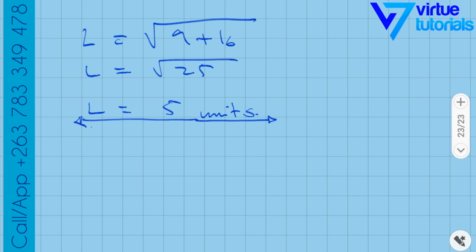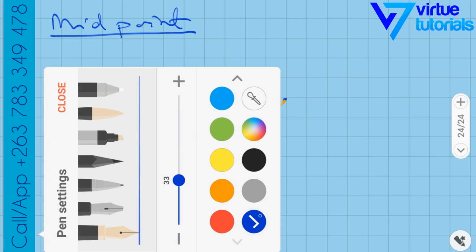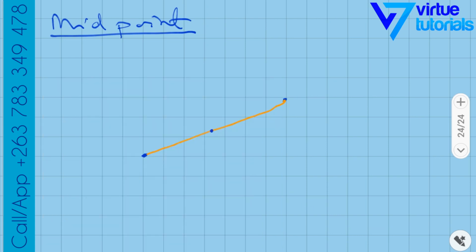Okay, so let's move on to the midpoint of a line. Again, let me just have 2 points. I have a point there and a point there. Then we have our orange line stretching from the first point to the last point. Now, what is the central point, the midpoint, M? We want to find the coordinates of the central point M.